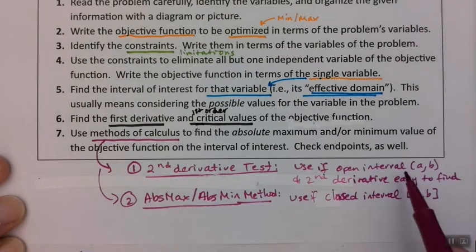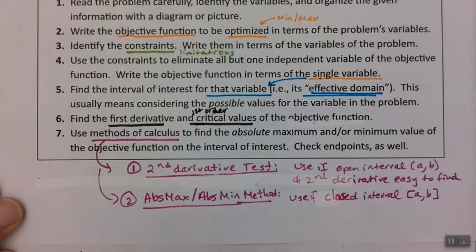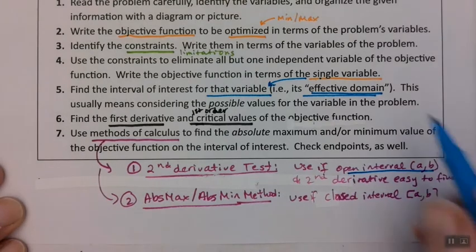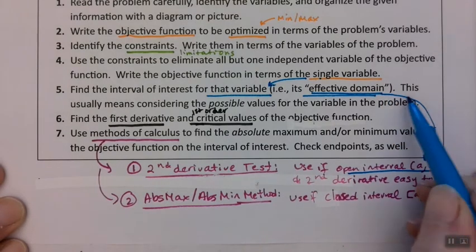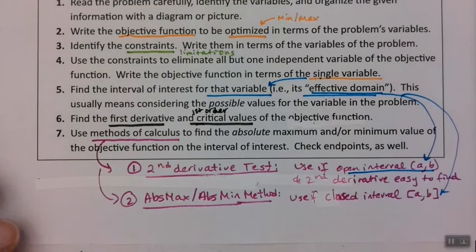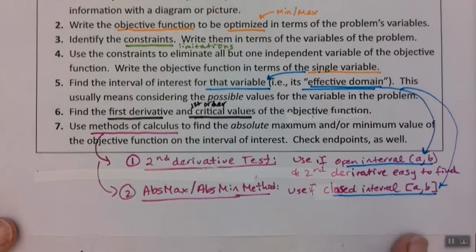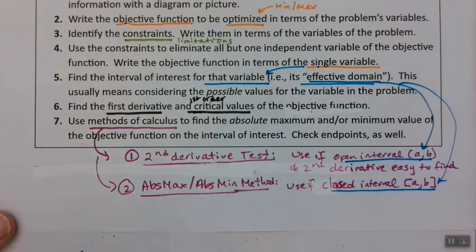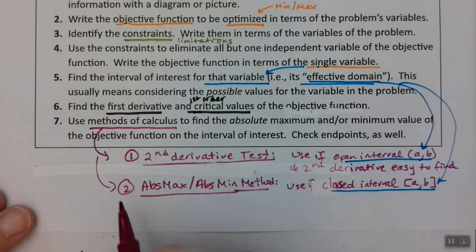And I mean these for the domain, right? So for that effective domain, if your effective domain is an open interval, if your effective domain is a closed interval, that's what I'm talking about right there. If it's a closed interval for your effective domain, in other words, it has endpoints that you can actually achieve, then you're better off with the absolute min-max method, if it's reasonable, which is not always reasonable.